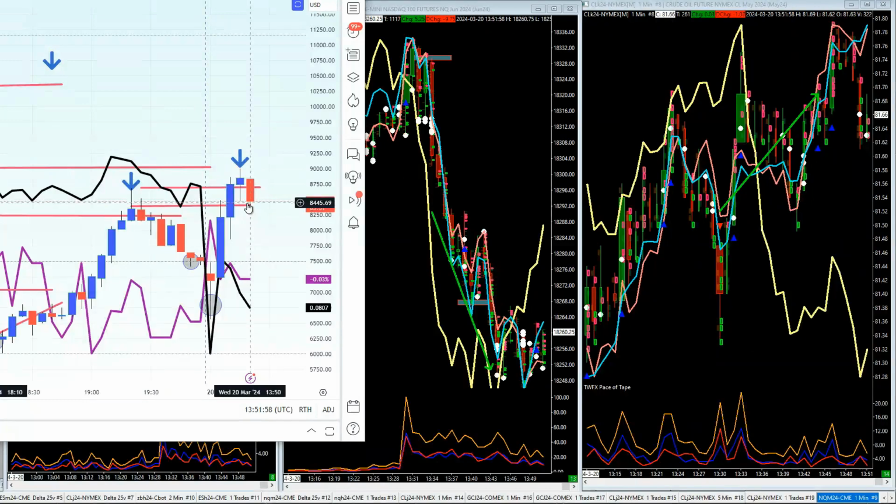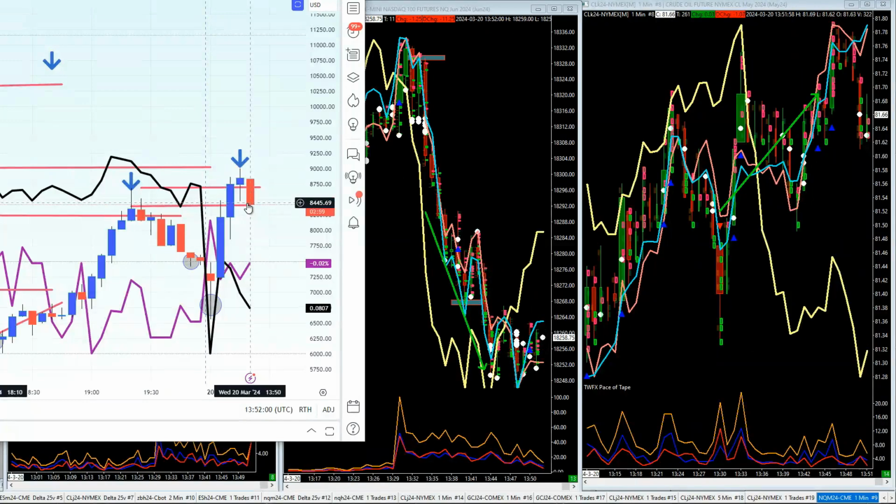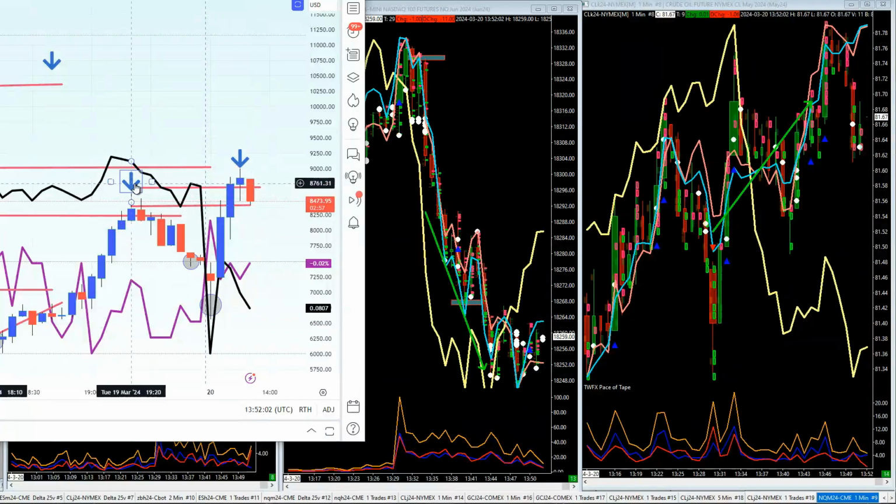What is the 5-year linkers? It's the ZF TIPX, 5-year linkers, ZF TIPX.